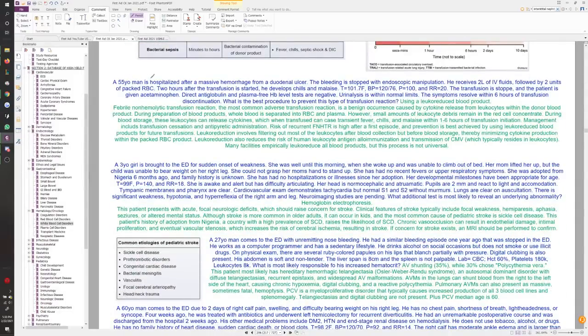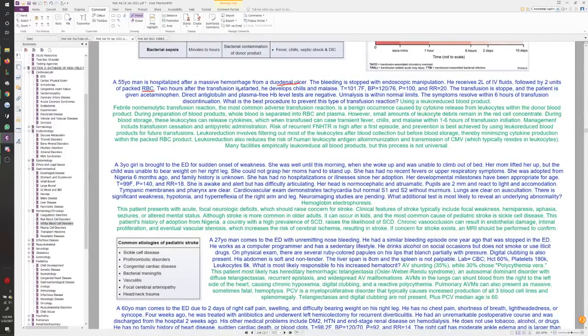Here, a 55-year-old man is hospitalized after a massive hemorrhage from a duodenal ulcer. So this guy has internal bleeding. The bleeding is stopped with endoscopic manipulation. He receives 2 liters of IV fluids followed by 2 units of packed red blood cells. He got red blood cells.